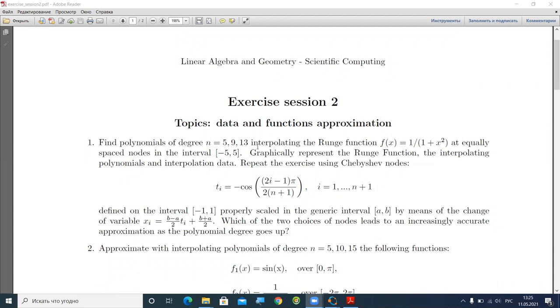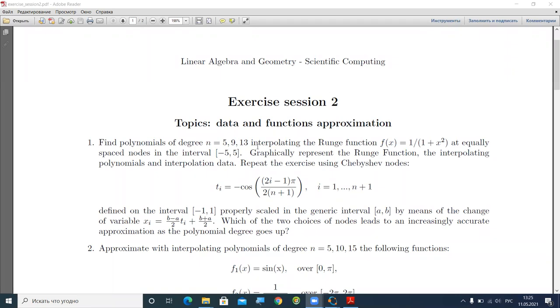So using nodes, we have three types of nodes: equally spaced nodes, Chebyshev nodes, and Chebyshev Lobatto nodes. And we will interpolate polynomials with this interpolating data. So let's begin the first example.